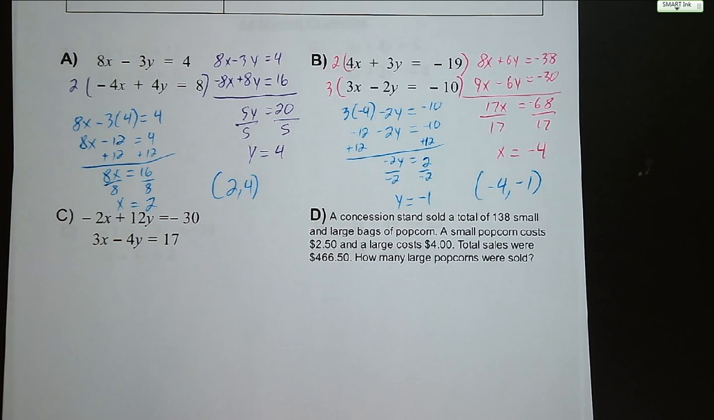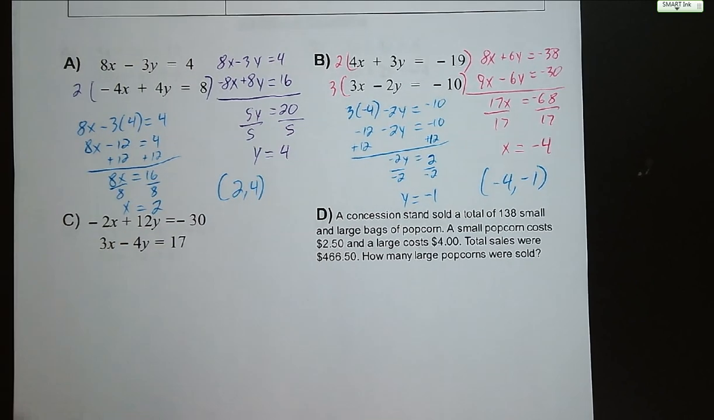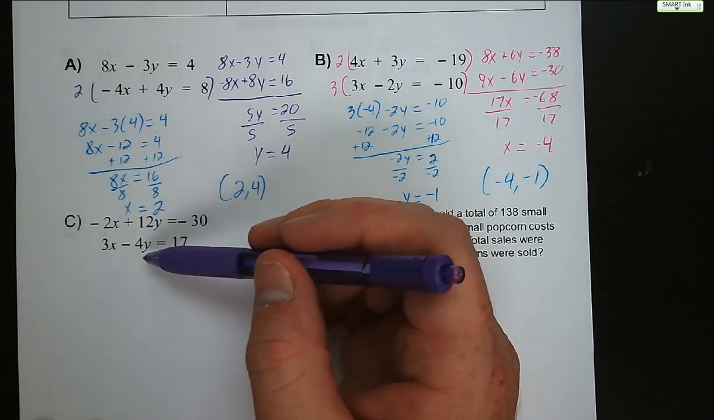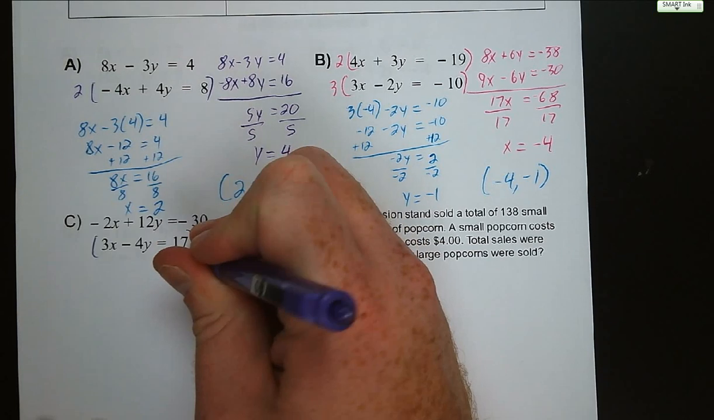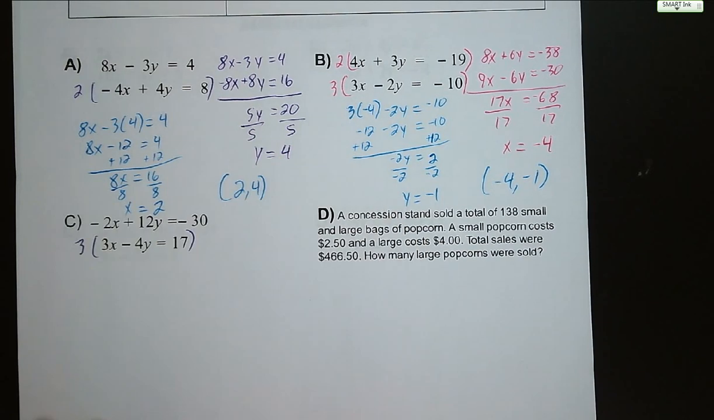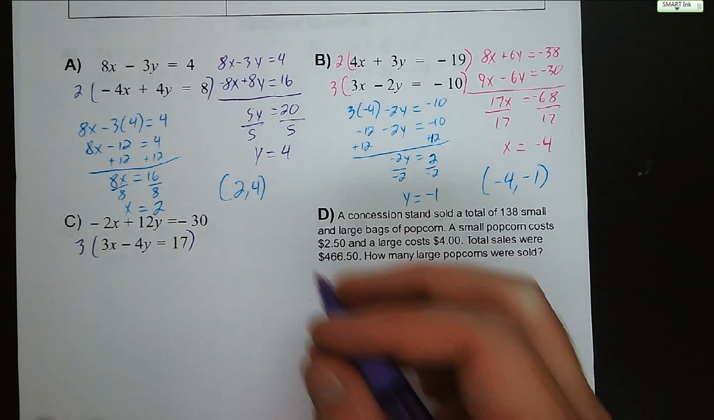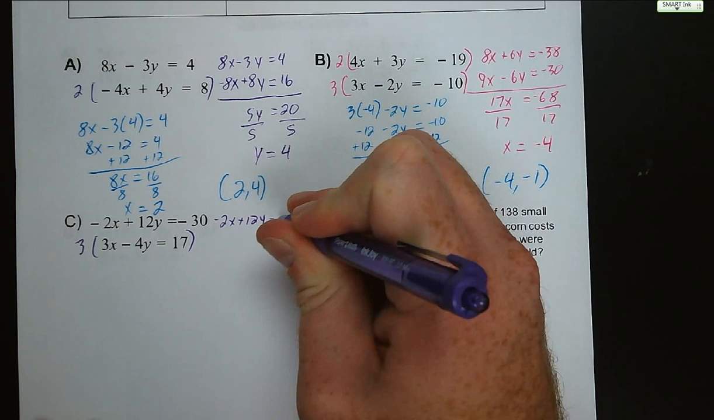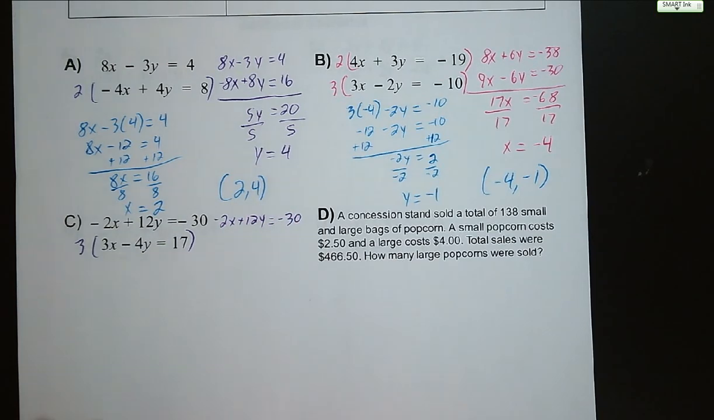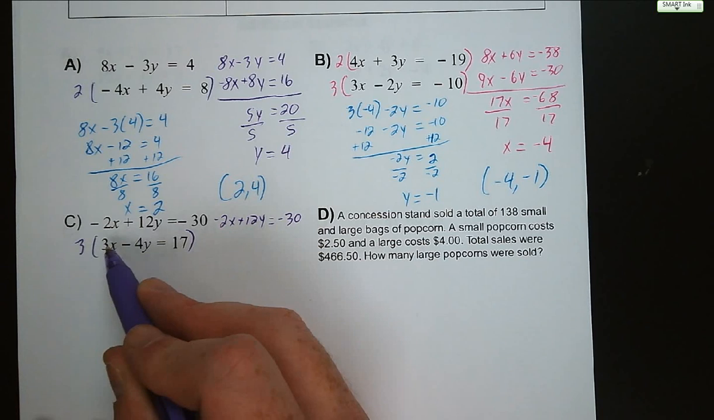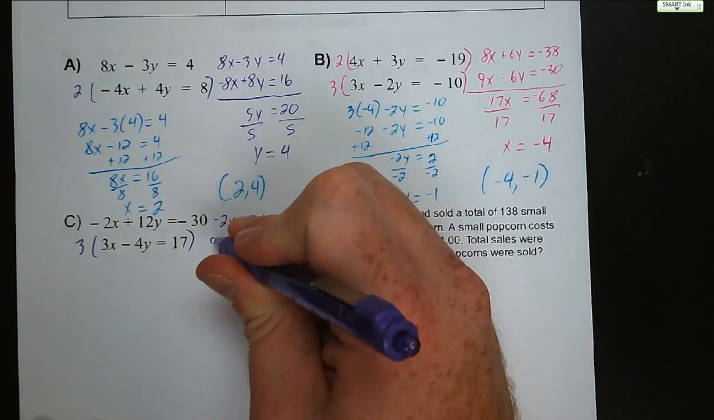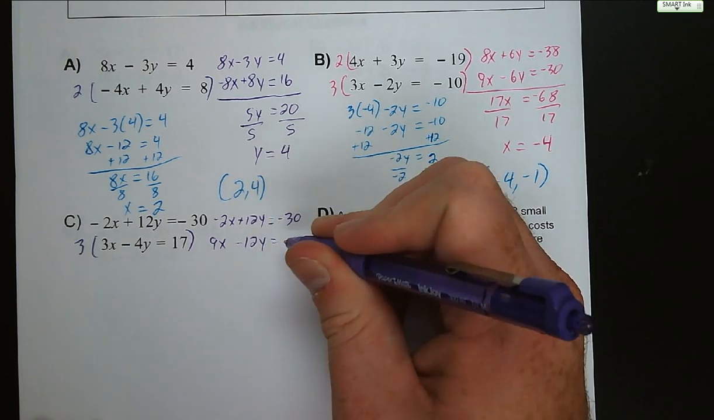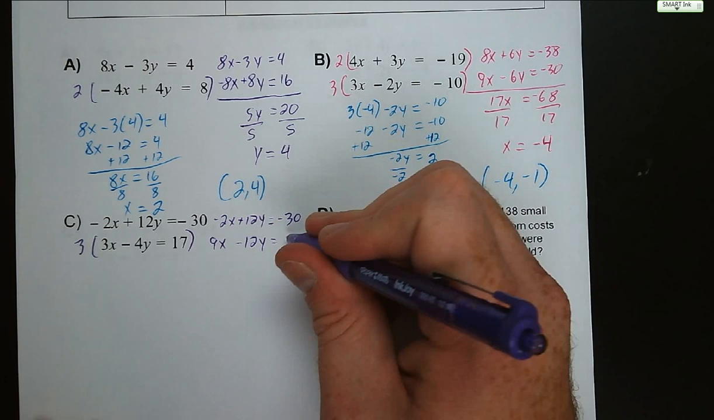All right, let's take a look at letter C. This is an equation where we have a positive 12y, a negative 4y, so I can multiply our second equation by 3 in order to get that additive inverse. So we have negative 2x plus 12y equals negative 30. So I'm just rewriting our first equation. Second equation I need to distribute, so 3 times 3 is 9x. 3 times negative 4 is negative 12y. And 3 times 17 is 51.